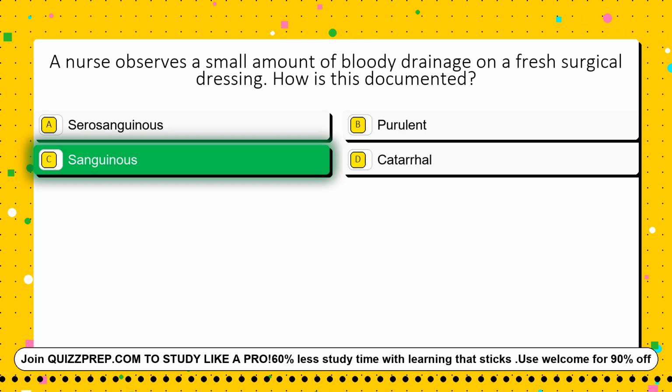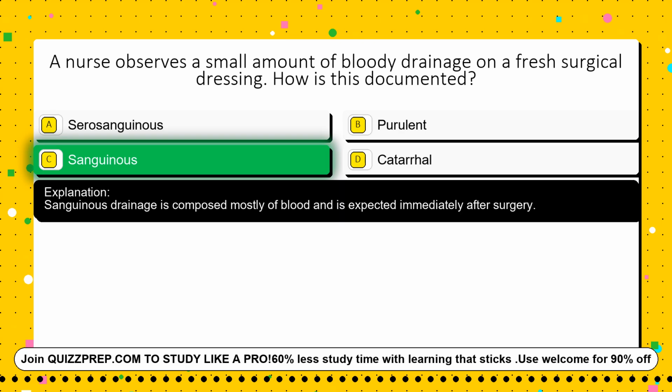The correct answer is option C, sanguinous. Sanguinous drainage is composed mostly of blood and is expected immediately after surgery.